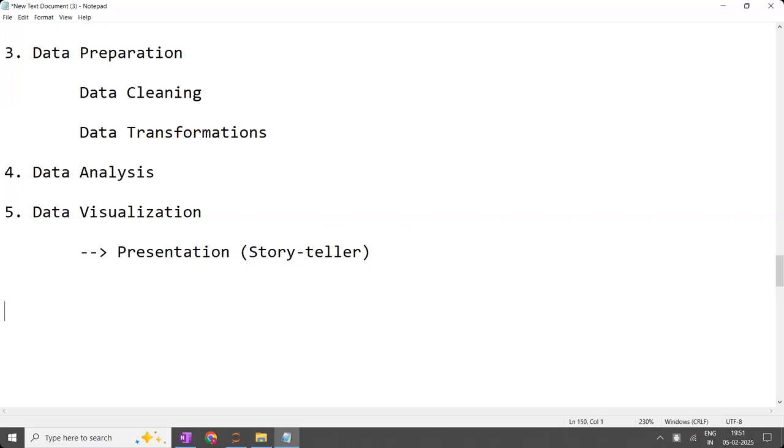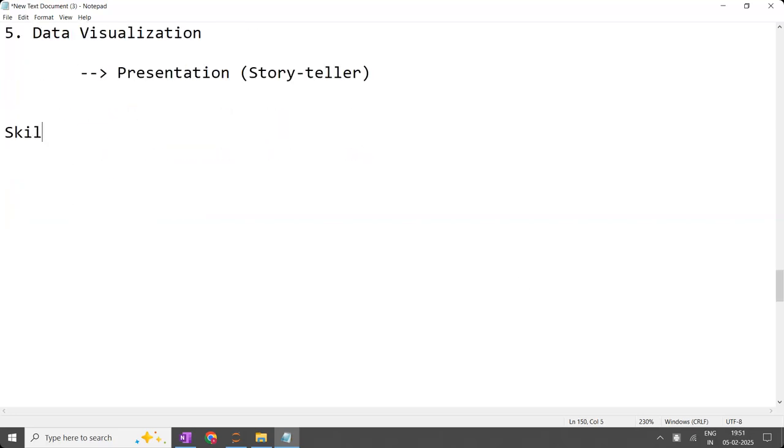Now for this, what things do we require? What skills are required? First, to extract the data, we require SQL. The tools required are different, and the skills required are different. So first, the skill we are going to start with is data extraction. For that skill, the tool we require is SQL, which is Structured Query Language. The data is in the database, so first we are going to extract the data from the database.